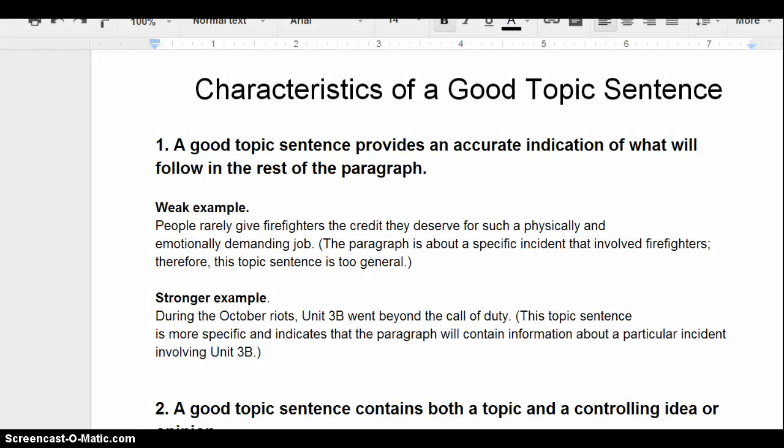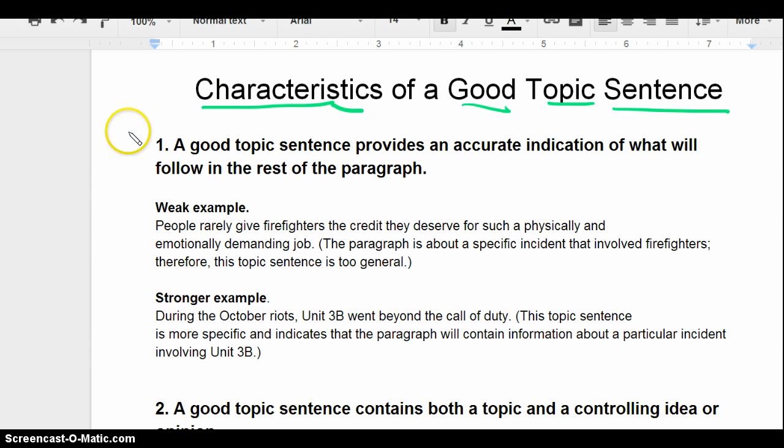Okay, so after you've thought about audience and your purpose, now you need to start thinking about how you want to craft your actual essay. The topic sentence will generally be, in academic writing, as we'll review in a few minutes, the first sentence in any body paragraph. So let's review some characteristics of good topic sentences.